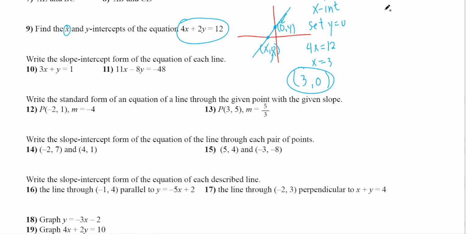Make sense? All right, let's do the y-intercept. So the y-intercept, we set x equal to 0 in this thing right there. So 4 times 0 is 0. What am I left with? 2y equals 12. Divide both sides by 2. Y is 6. How do I write my answer now? It's (0, 6), because the y is 6 and the x is 0. That's my answer for the x and y intercept.